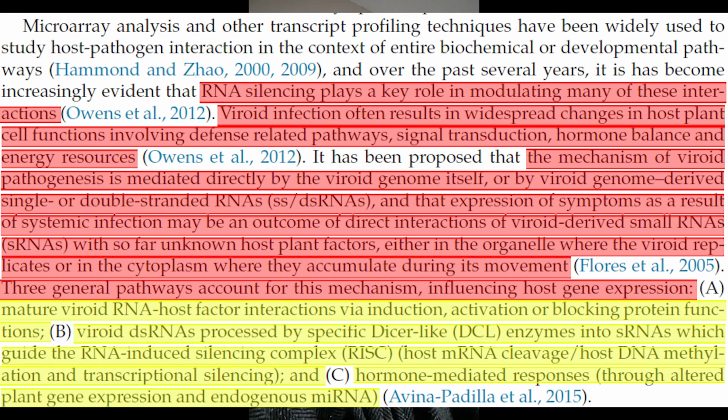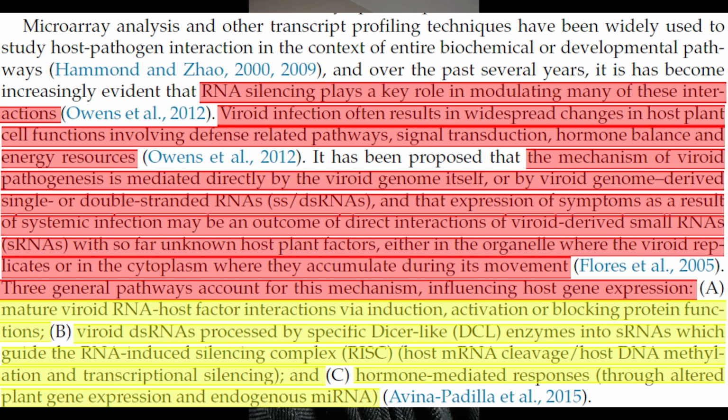So you're probably wondering what is RNA silencing and all this sort of thing, and this is why I highlighted some parts of this paper, because they do talk about this sort of phytohormonal technique that plants utilize. So RNA silencing plays a role in modulating many of these interactions with viruses and viroids. Viroid infection often results in widespread changes in host plant cell functions involving defense-related pathways, signal transduction, hormone balance, and energy resources. So even just the basic metabolism gets messed up quite a bit.